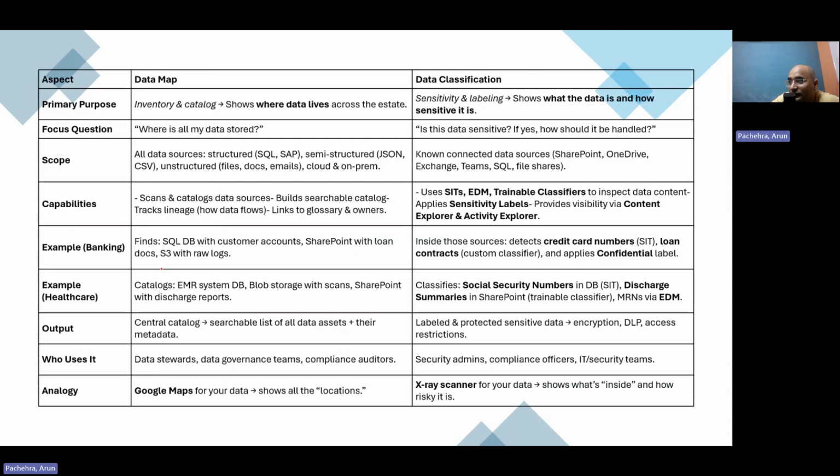Now let's go ahead and see the data map, because this is a confusion I see. Like we talked about in a previous video, data classification is of the data that we already know about, known data, right? But data map is knowing where the data is. So the primary purpose of data map is inventory and catalog, showing where the data lives. And the purpose of data classification is applying the sensitivity and labeling what the data is and how sensitive it is. So that is the difference.